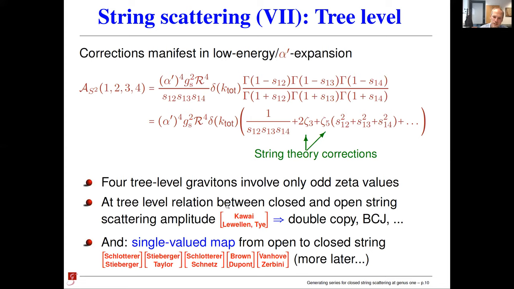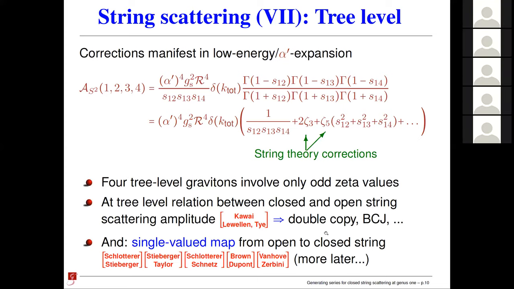So there's a relation between open string scattering amplitudes and closed string scattering amplitudes at tree level, which you can also sort of do at the level of these formulas, but I'm not going to show you this. And this is related to something that has been very much researched in the last decade or so, called the double copy formalism for gravitational amplitudes. It's related to this BCJ formalism and things like this. So this is something that you can also do at the level of these tree level amplitudes very nicely.